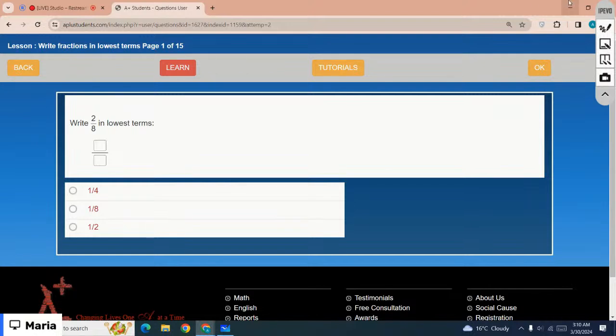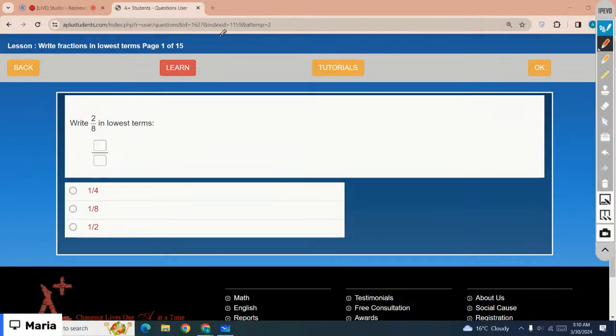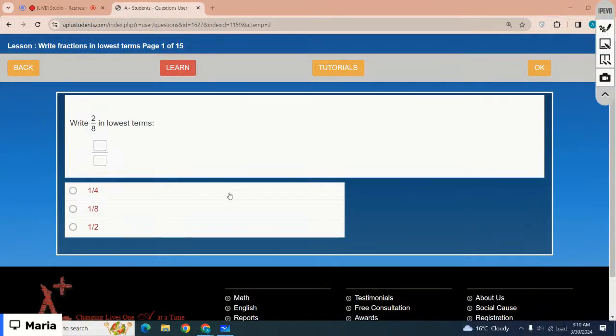The correct option is you have to divide them by 2, right? You can divide them by 2 because 2 is the greatest number that can divide both. So 2 divided by 2 is 1 and 8 divided by 2 is 4. So the lowest term is 1 over 4. Option number 1 is the correct option, right?